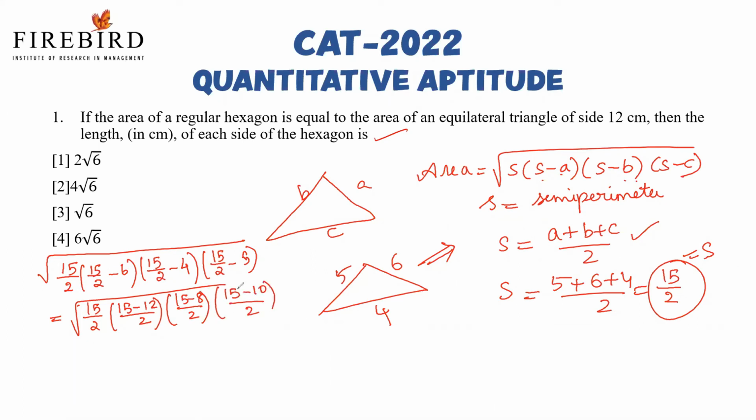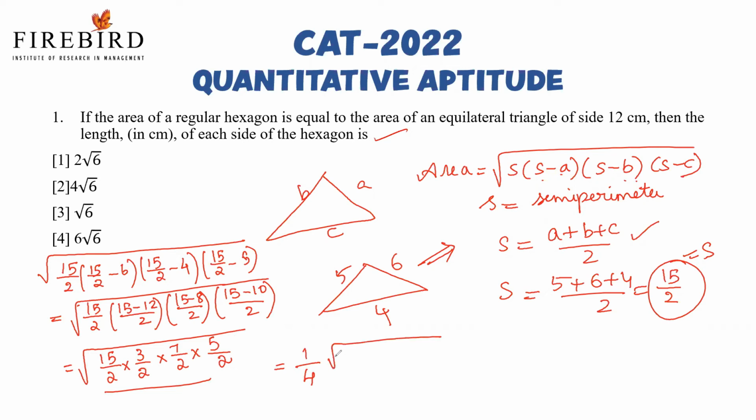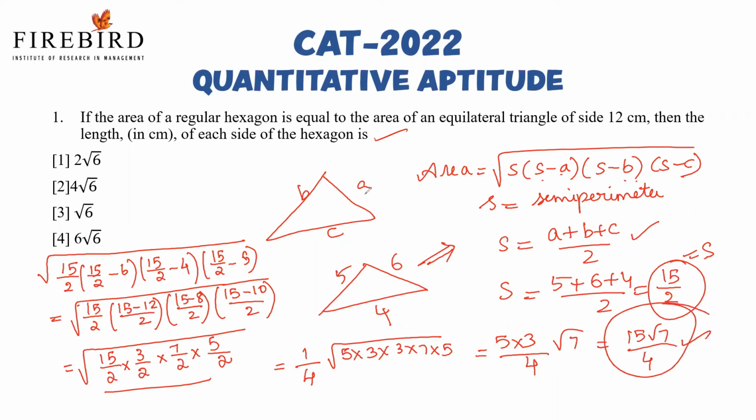10 by 2. Okay, so which is equal to square root of 15 by 2 into 3 by 2 into, so 15 minus 8 is nothing but 7 by 2 into 5 by 2. See, for 4 twos, you can take 2 twos outside, that is 1 by 4, into square root of 15, you can take it as what? 5 into 3 into 3 into 7 into 5. So I can take out 5 outside and also 3 outside. 5 into 3 by 4, root 7. So 15 root 7 by 4 is your answer. That is the area of this scalene triangle.